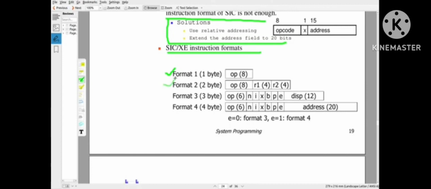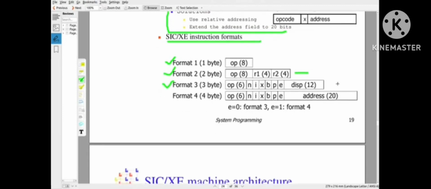Then format 2 is 2 bytes. So you can see that 8 bits are for representing opcode. Then 2 operands we can use, R1 and R2, of size 4 bits each, and usually these R1 and R2 operands are registers.